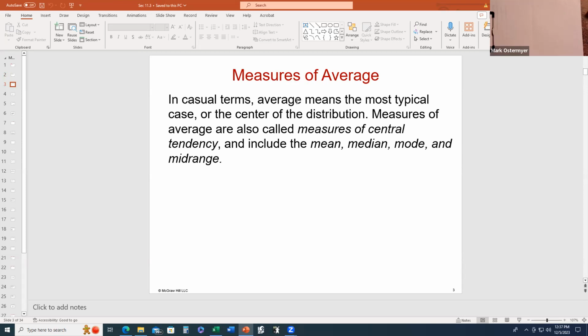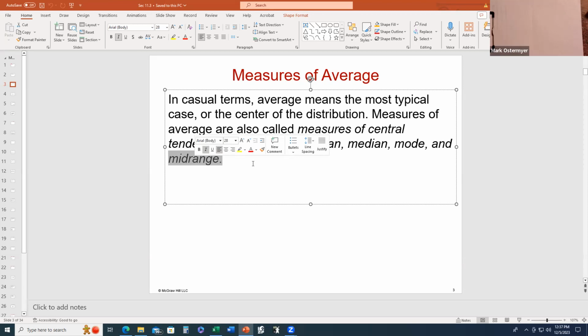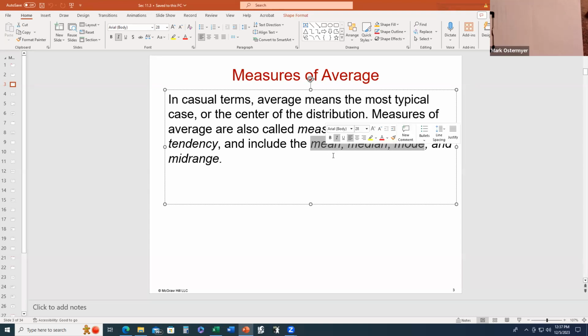Now, the word average usually means the center of a data set or a distribution. Measures of average are also referred to oftentimes as measures of central tendency, and they include the mean, the median, mode, and the mid-range. Usually the mid-range value is not used very often. This one you don't see even reported by most statistical software packages. The mean, median, and mode are the ones that are usually referred to most as the measure of the middle of a data set. Okay.